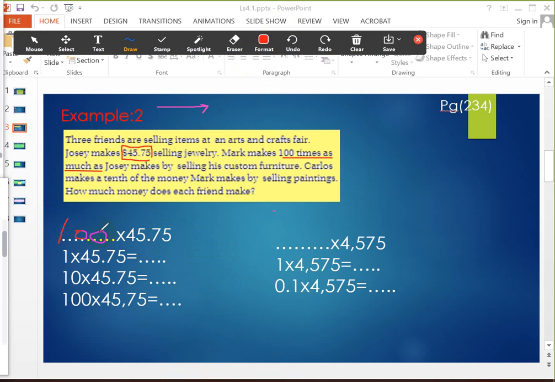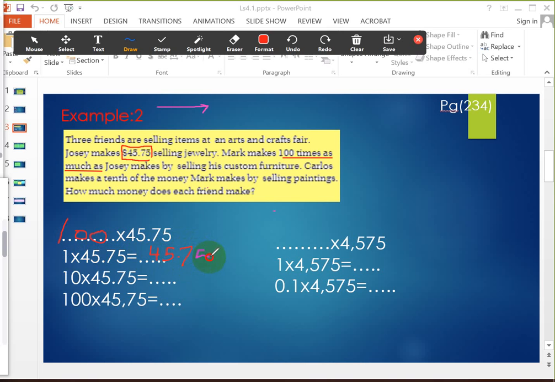So if I want to multiply according to the pattern, actually you can find the answer directly without doing this pattern, but let's follow the pattern as written in your book. So when we multiply 1 with any number, it will be the same number. That means we'll multiply 45.75, it will be 45.75.